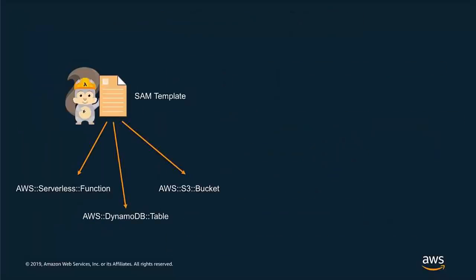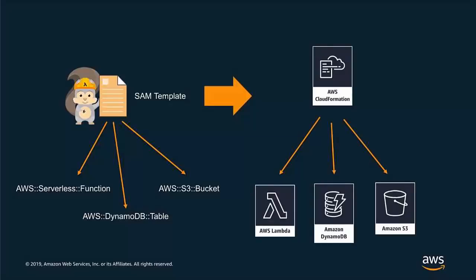To use SAM, you define a SAM template in YAML, which specifies what resources should be created. In this example, we have a serverless function, a DynamoDB table, and an Amazon S3 bucket. Now, when you pass that template to AWS CloudFormation, CloudFormation will create a stack, which contains the actual resources specified by the template in your account.